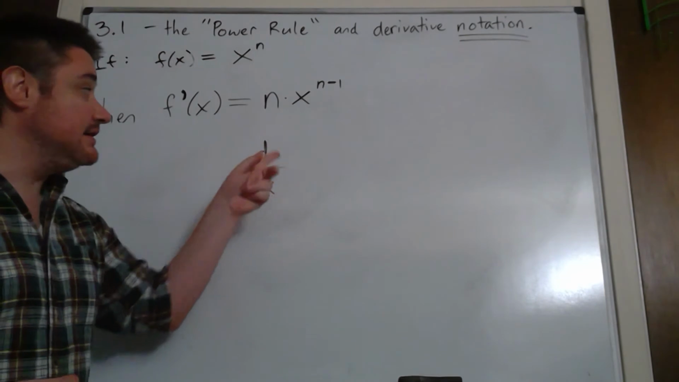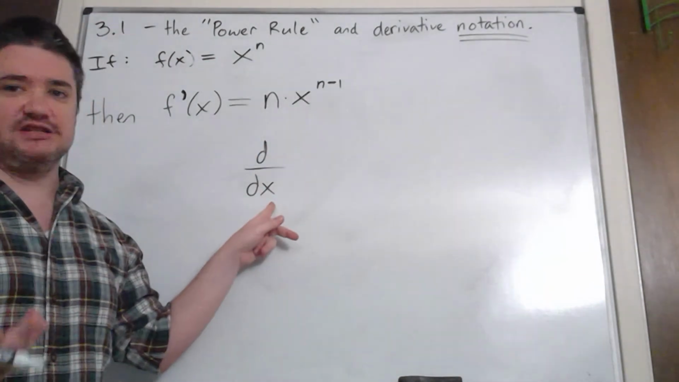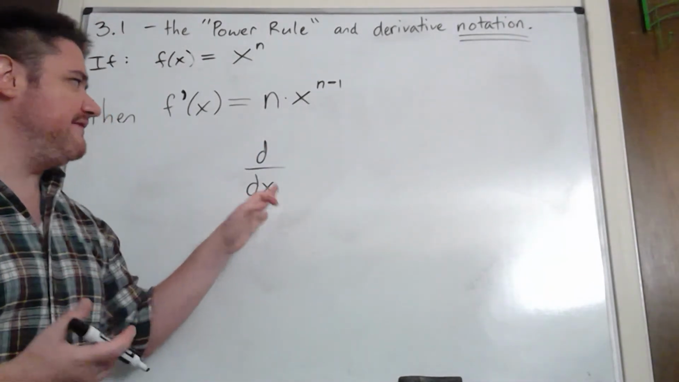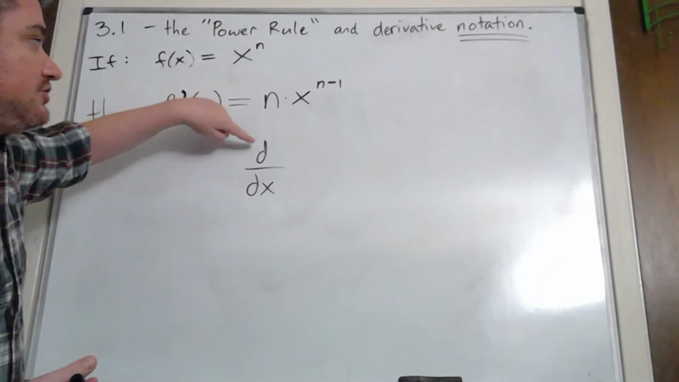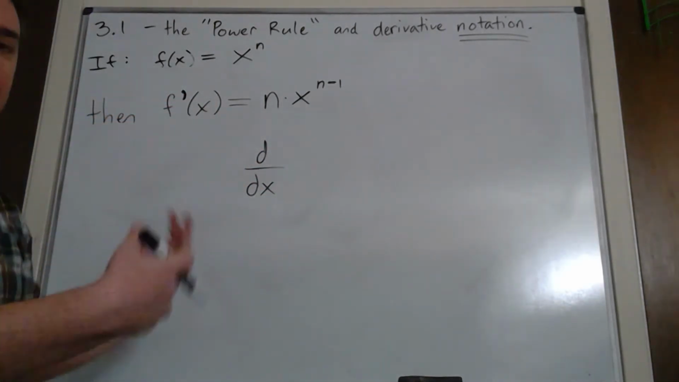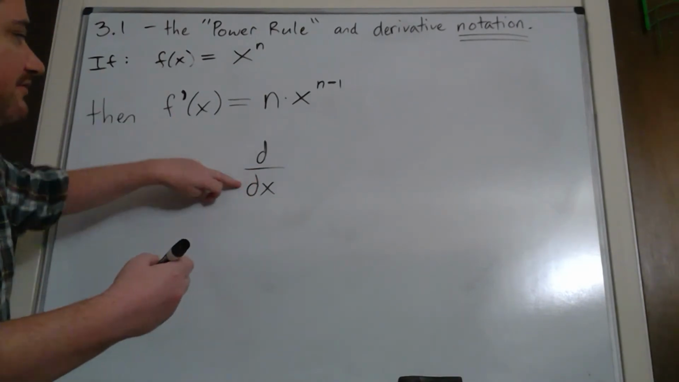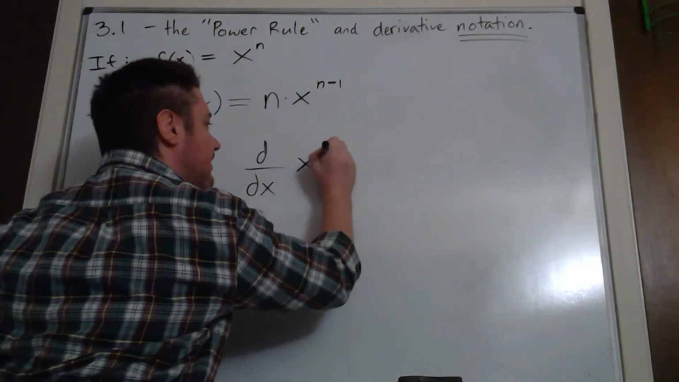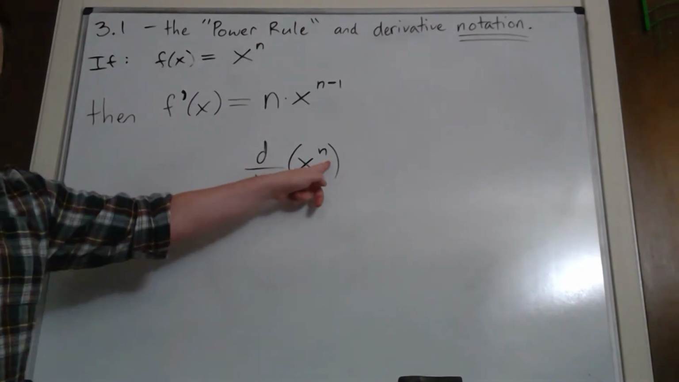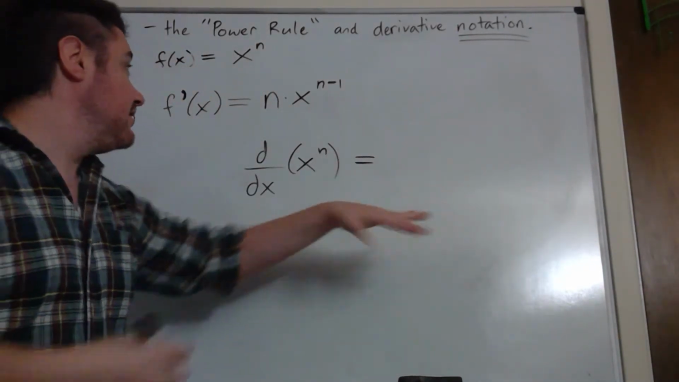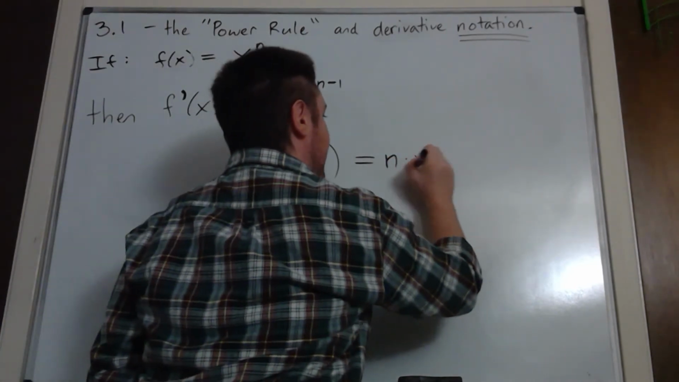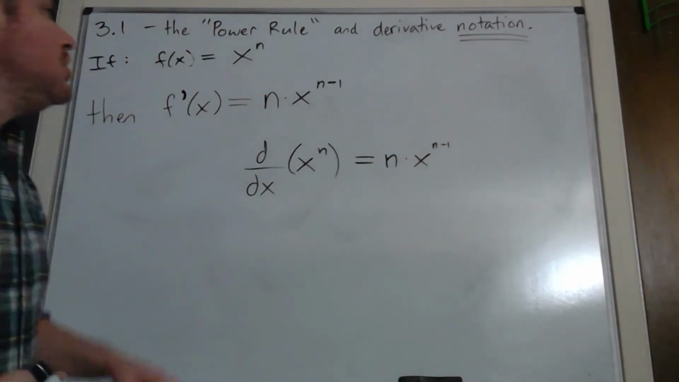If I have a function of t, you might see d dt, right? So some physics problems or different word problems might vary the variable, but this is our notation. So this means the derivative with respect to x of my function. So the derivative with respect to x of a function that looks like this, x to the n, is equal to, and then on the other side, I just write the derivative, right? So I can just write n times x to the n minus 1, okay?